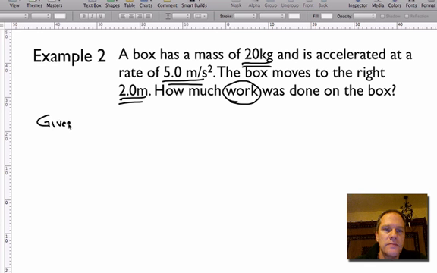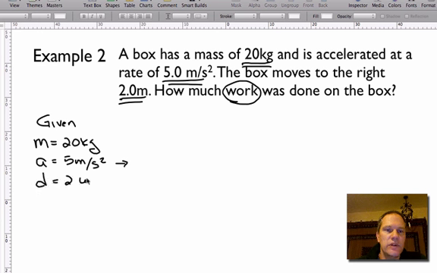So given 20 kilograms. Kilograms is a unit of mass, so mass is 20 kilograms. It's accelerating at 5 meters per second squared to the right, and it moves a distance of 2.0 meters. Again, we're looking for the work.